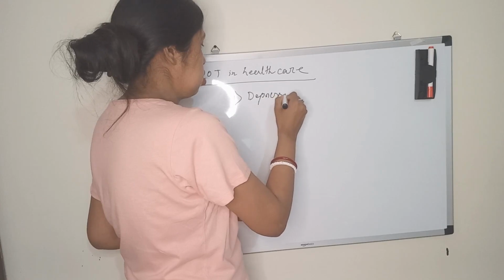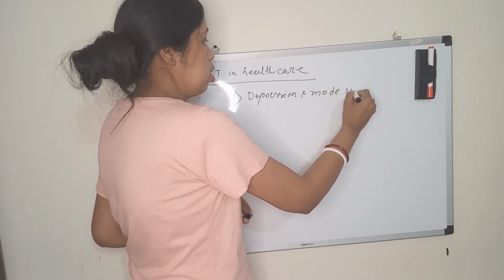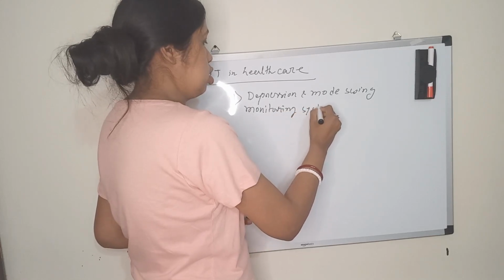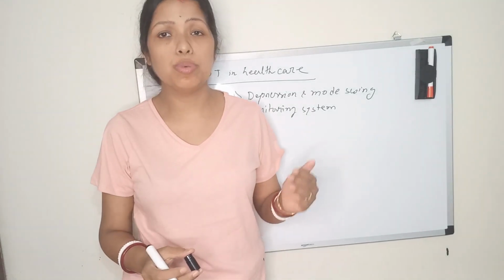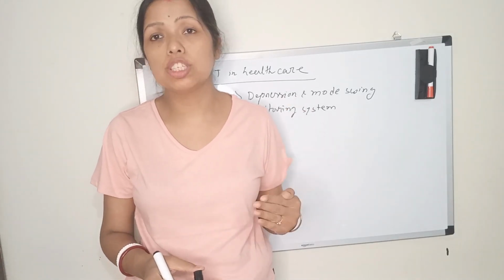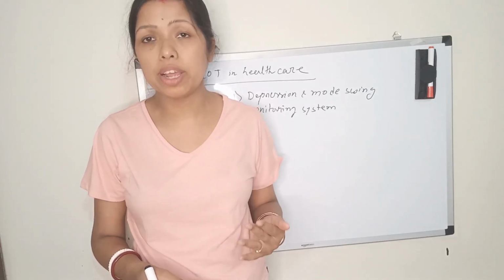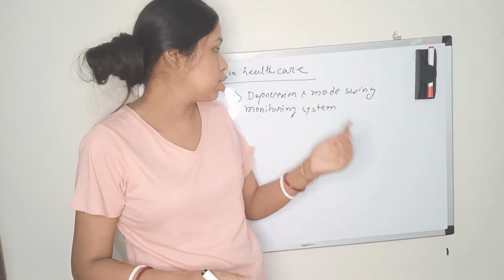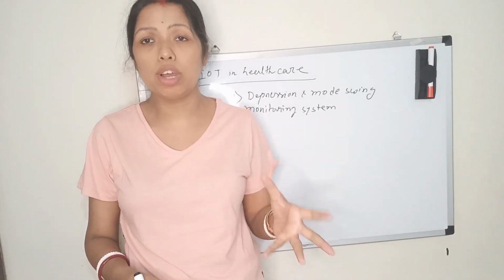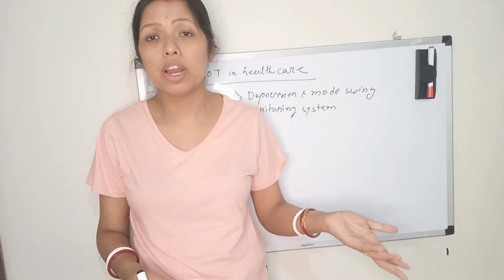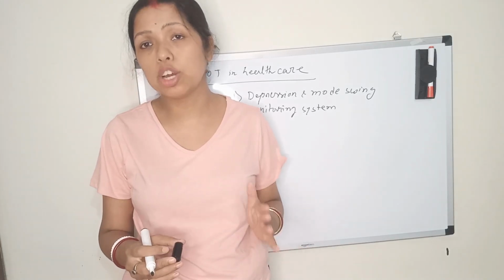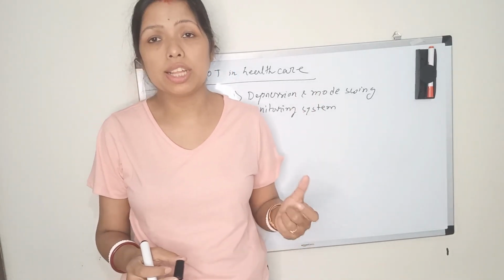Depression and mood swing monitoring system. Okay, so by using this, what can we do? Normally, if one person is there, the doctor cannot easily determine what the current depression symptoms are and what the mood swings are in that particular person. It is very difficult to understand what the person is doing, what the person is telling to someone. It is one kind of difficult task for a doctor to determine the symptoms of depression and mood swing.